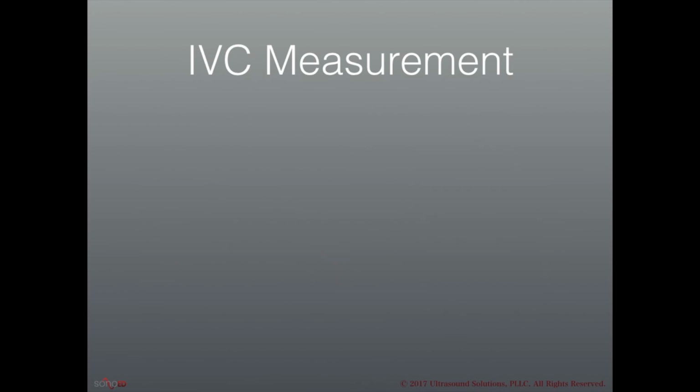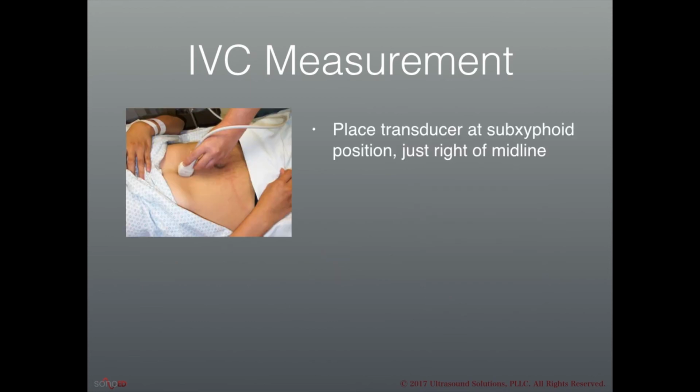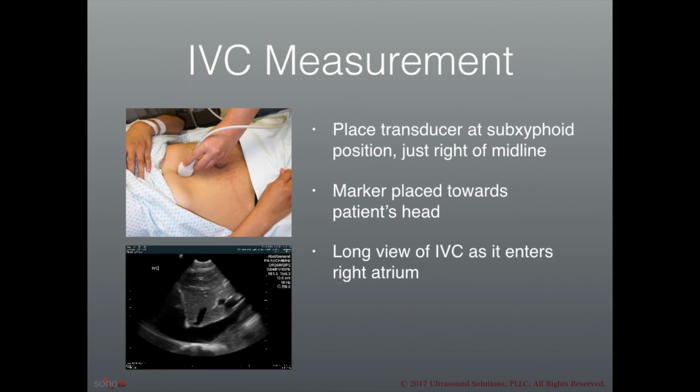How are we going to measure this? Well, we're going to have the patient lying supine, as noted. We're going to place the transducer at the subxiphoid position in a sagittal plane just to the right of midline. The marker on the probe is going to go towards the patient's head since this is an abdominal view. And we're going to obtain a long axis view of the IVC as it enters the right atria. This is called the atriocaval junction. And it's what's going to help us identify that what we are seeing is in fact the IVC and not another structure such as the abdominal aorta.